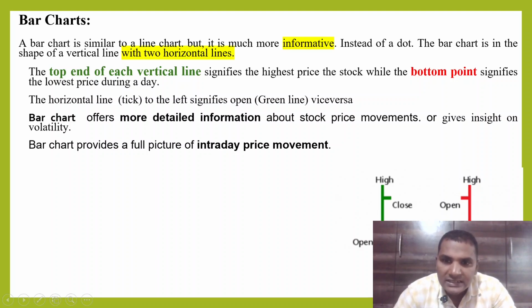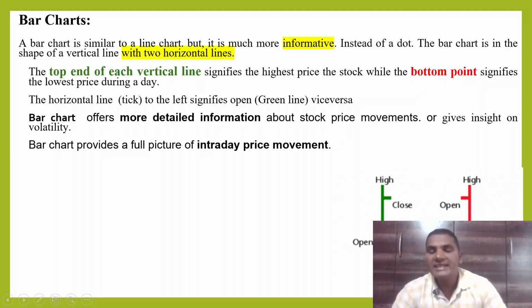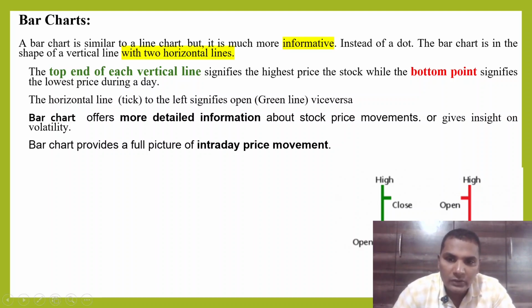shows the opening price, and the right tick shows the closing price. It means here what happened, in the green bar we can see the price opened low and closed higher. So it means the price has increased. So this is the bullish bar chart, the bullish bar, because the price has increased, it opened at low and closed at high.